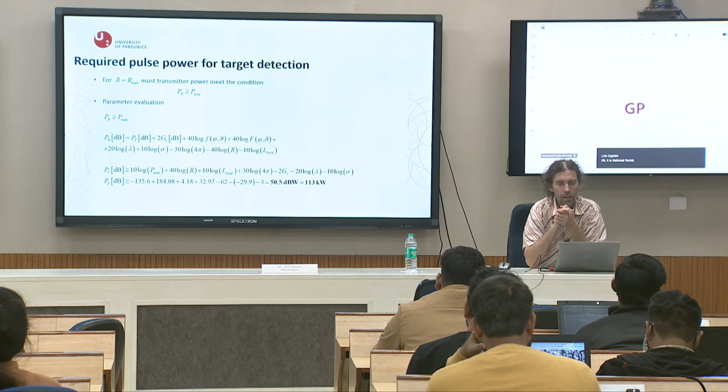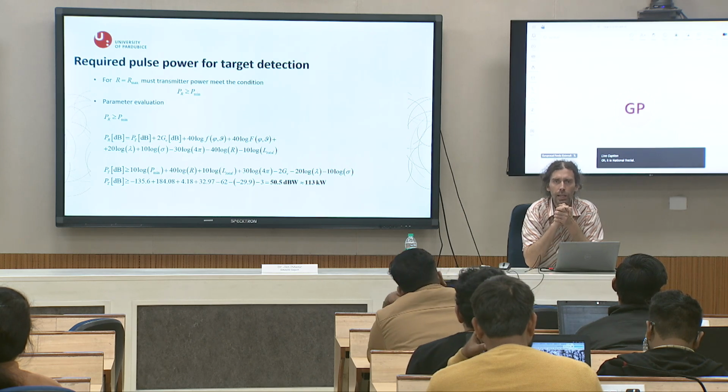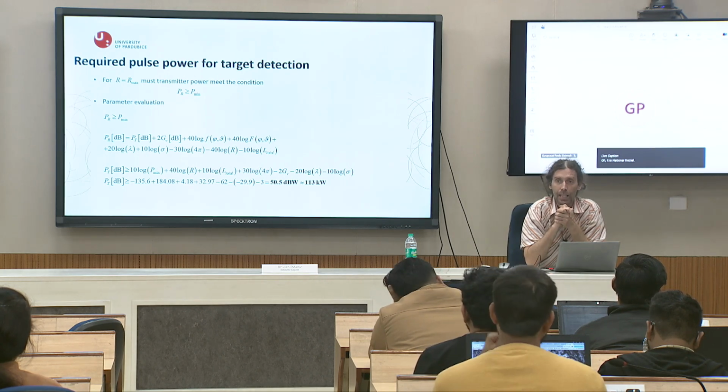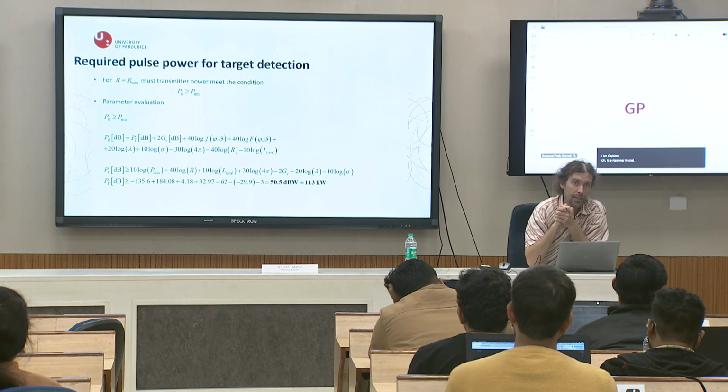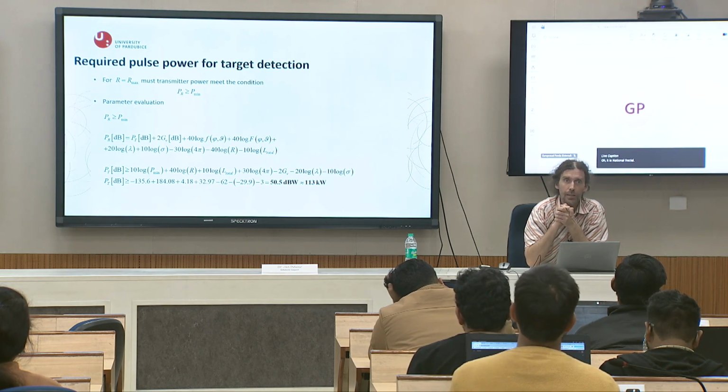But any system engineer starts with this. What is the requirement? Okay, you want a short range radar, up to 50 kilometers. Okay. And on the edge, what will be the size of the target that you want to detect? 2 square meter RCS. It depends on the size of the target, but it is clear.